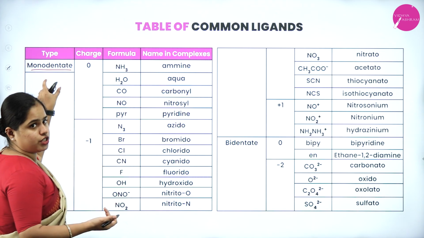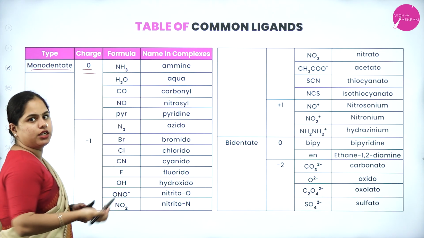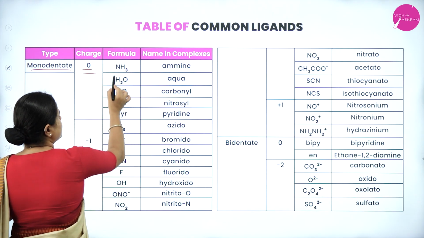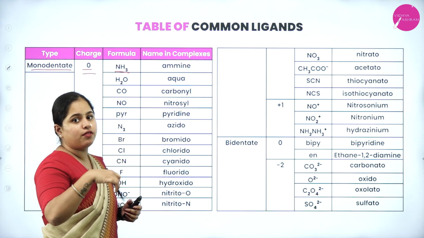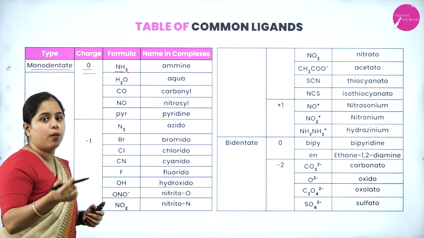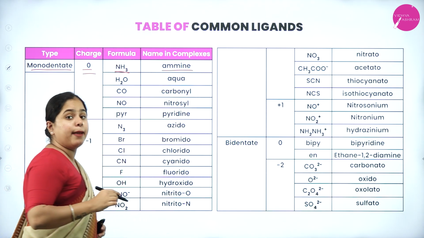So first we are going to study monodentate ligands which are neutral. That means they don't have a charge. They are neutral. Okay, so first it is NH3. As I told you, while we are going to name these coordination compounds, the name that you have to use is not ammonia, it is amine, A-M-M-I-N-E.